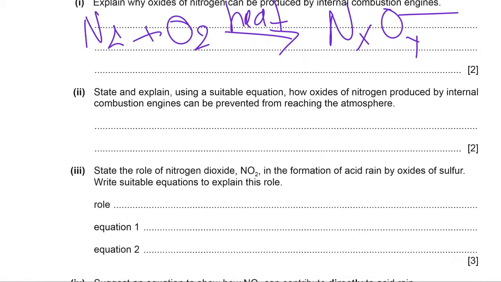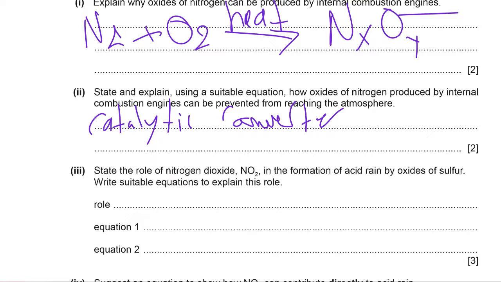State and explain, using a suitable equation, how oxides of nitrogen produced by internal combustion engines can be prevented from reaching the atmosphere. So in this case, what do we need? In this case, you need a catalyst actually. This is called a catalytic converter.